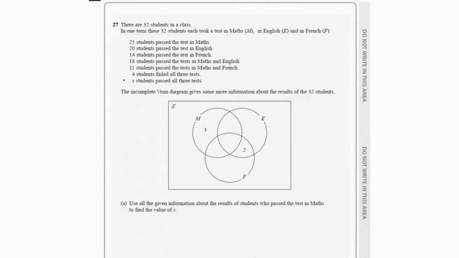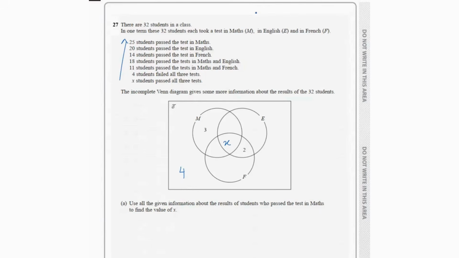So I'm going to start from the bottom and go up. X passed all 3 tests. That's going to come over here. This is the region where all 3 are overlapping. So X number of people who passed all 3 tests are over here. 4 failed all 3. So that's going to be outside the 3 circles, because this person failed all 3 tests.